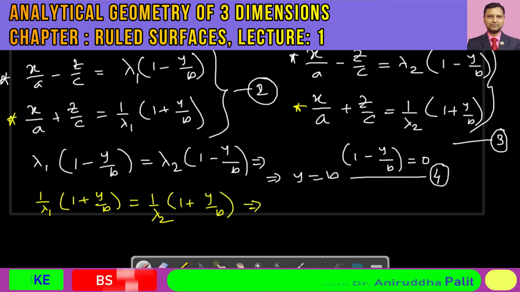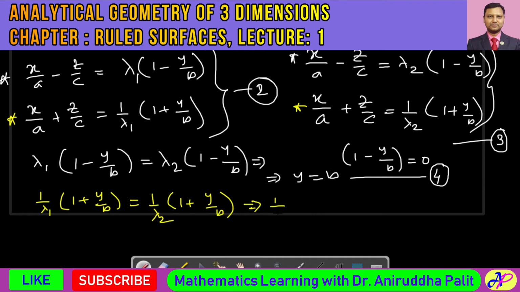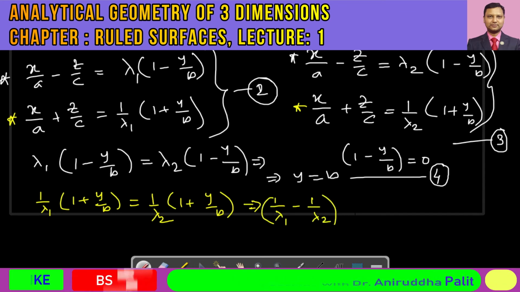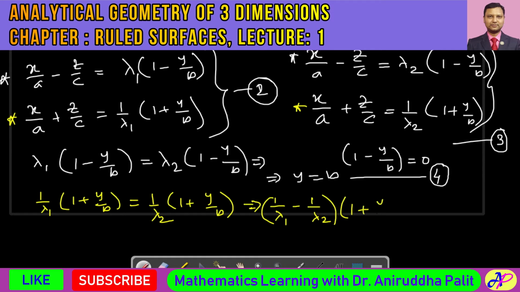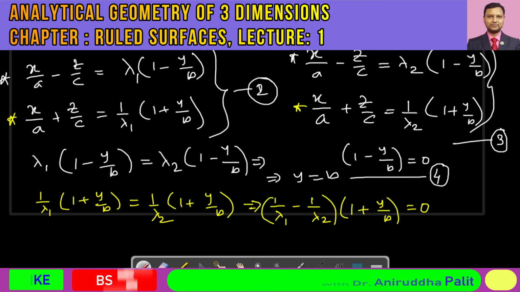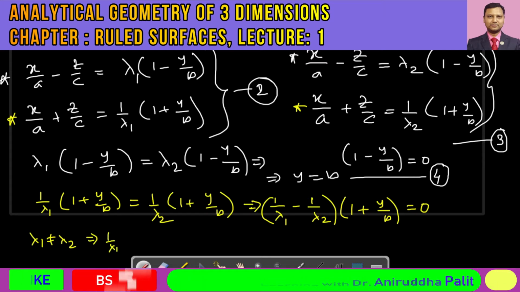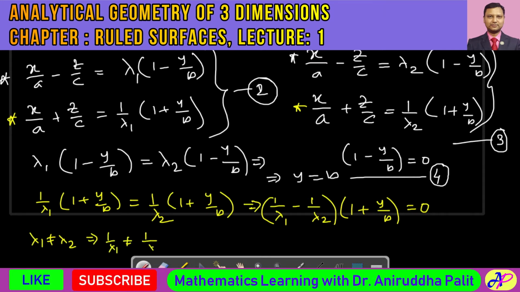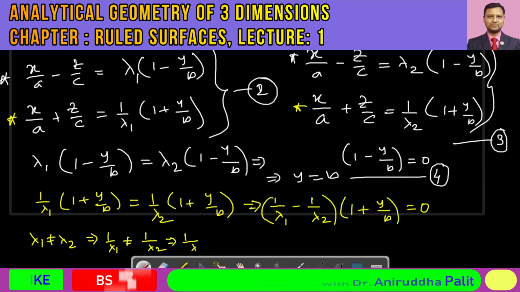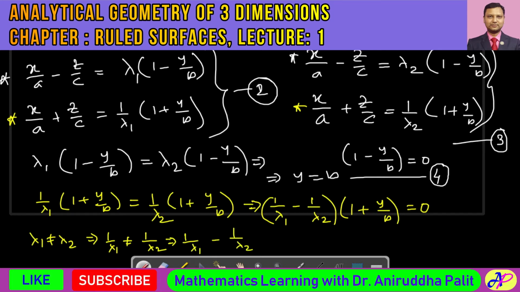So from these two results, we get that 1 by lambda 1 minus 1 by lambda 2, both multiplied by 1 plus y by b, is equal to 0. Now we are given that lambda 1 is not equal to lambda 2. Because lambda 1 is not equal to lambda 2, we can say that 1 by lambda 1 is not equal to 1 by lambda 2. And this implies that the first factor, 1 by lambda 1 minus 1 by lambda 2, is not equal to 0.